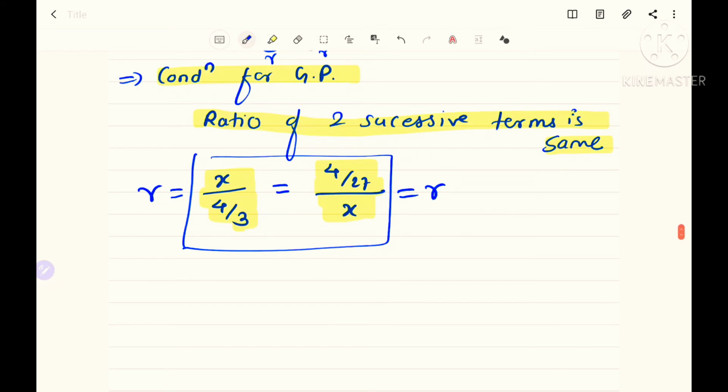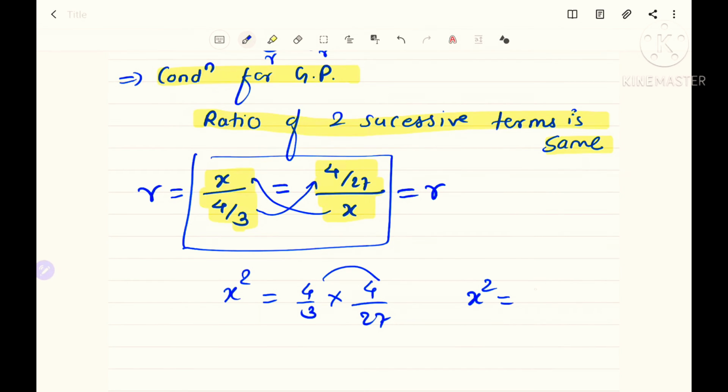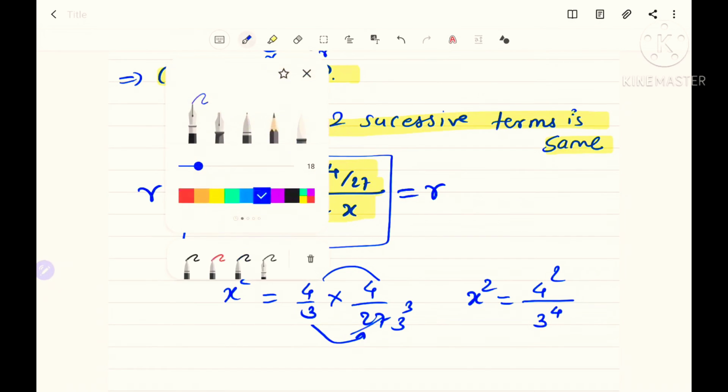So now let's do the calculation. Here I'm shifting this x to the LHS, that leads to x square. I'm shifting 4 by 3 to this side. So it's 4 by 3 into 4 by 27. So this is x square. This 4 into 4 is 4 square, and 3 into 27 is like 3 raised to, this 27 is actually 3 cube. So it's 3 raised to 4. Or you can express it as 81 if you want.